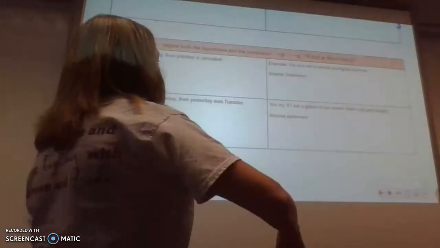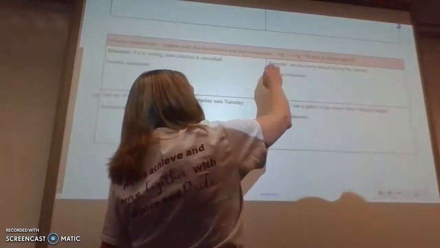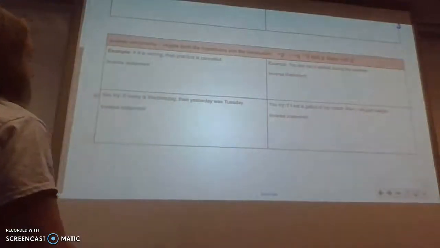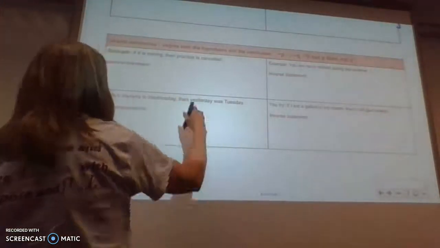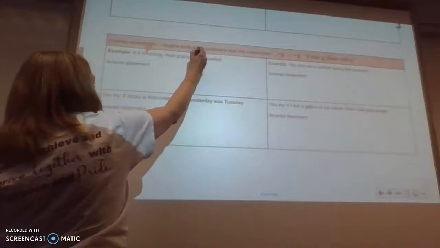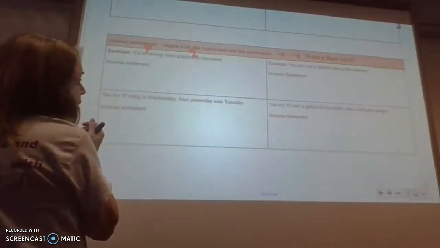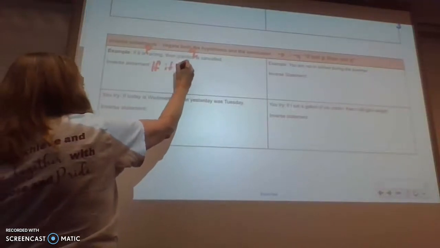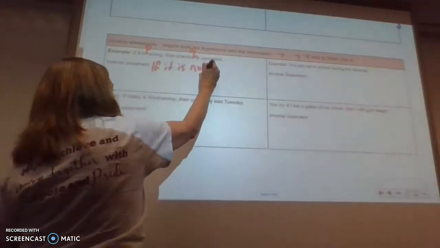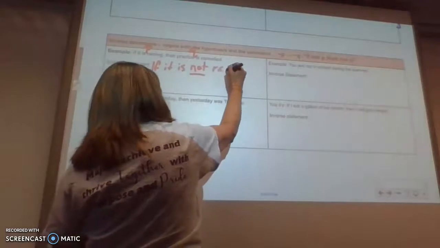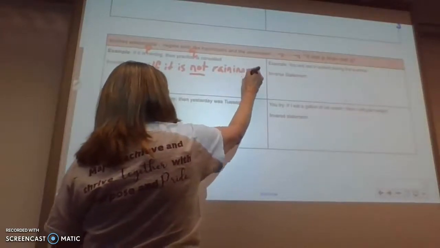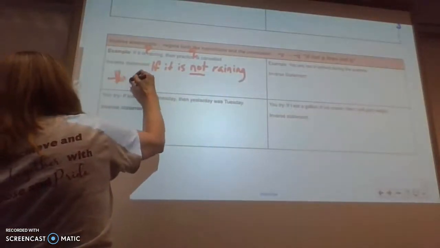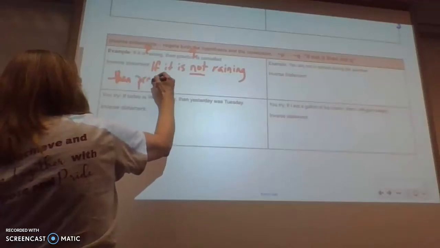Okay, moving down to inverse statements, you're in the same order, P then Q, but we're going to negate both of those. So here's our P, if it is raining. Here's our Q. Then practice is canceled. So we're going to say if it is not raining, then practice is not canceled.